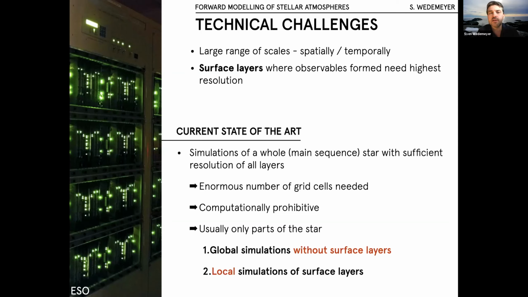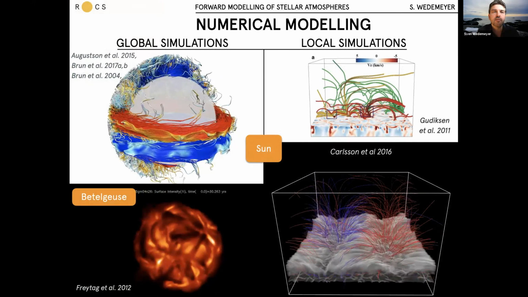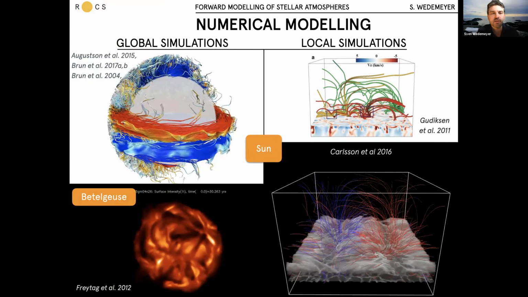So what one usually does is either global simulations, where you often just completely omit the surface layers, or you go for local simulations of the surface-near layers or the stellar atmosphere. Just an illustration of how this can look. On the left hand, we have global simulations.